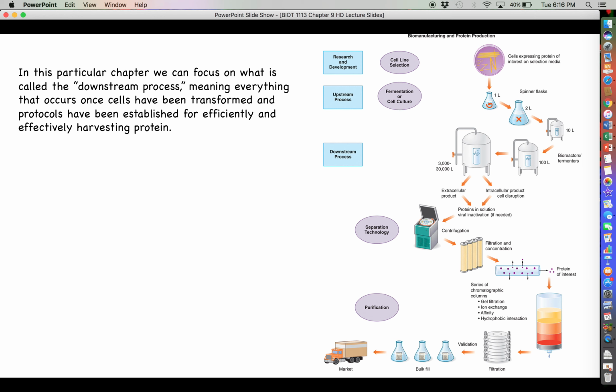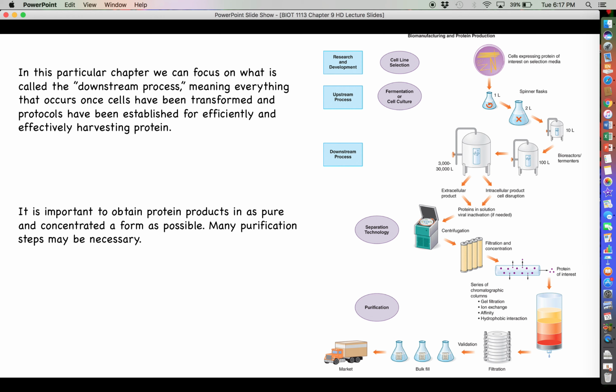So I mentioned this at the beginning of the video, but our focus in this chapter is what we call the downstream process, meaning everything that's happened once the cells have actually been successfully transformed, and we have established protocols for efficiently and effectively harvesting and purifying our protein. So we're really focusing on everything after the transformation process and after the protein has actually been made. We've already transformed the cells. The cells have made as much protein as we're going to want. Time to go get the protein.